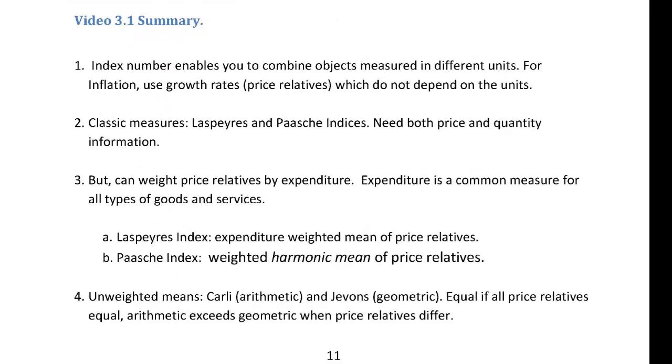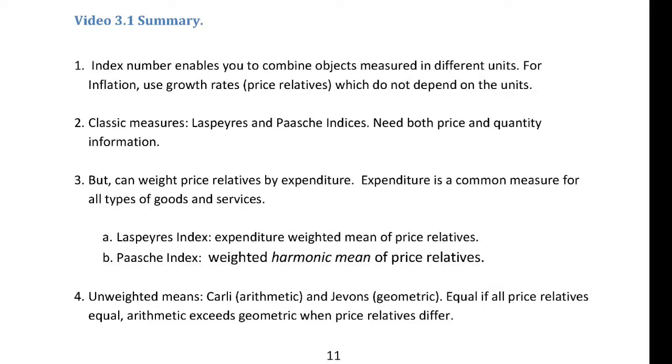This video has gone through a little bit of the maths underlying various indices. Essentially, an index number is something that enables you to combine objects measured in different units. The way it does this, for inflation at least, is to use growth rates or price relatives, so that these don't depend on the units of measurement. And it combines these price relatives in a way that gives you your price index.